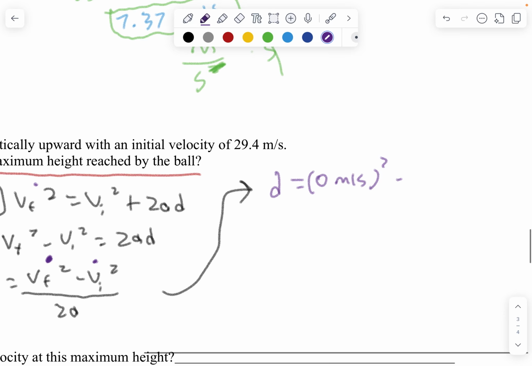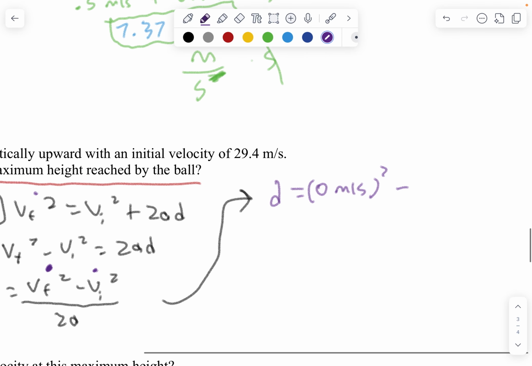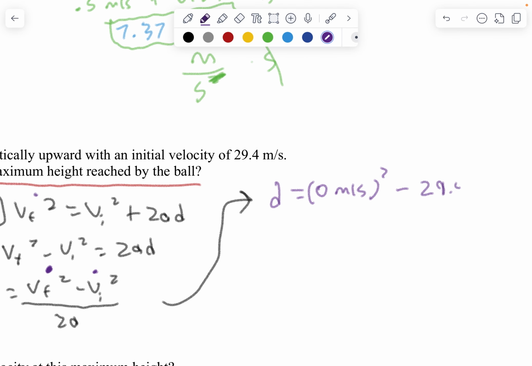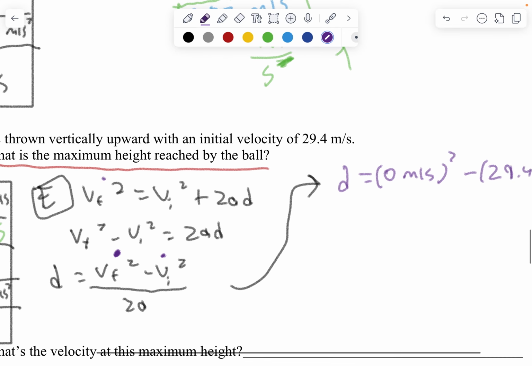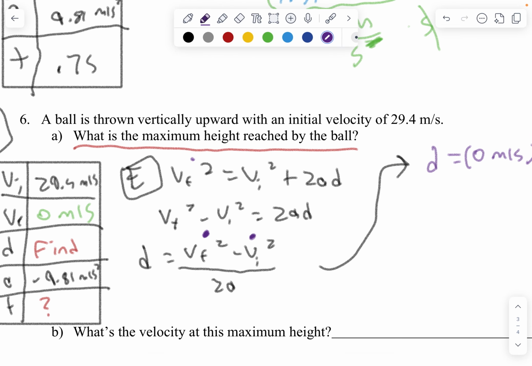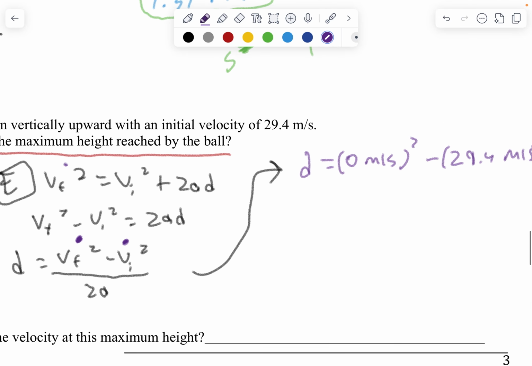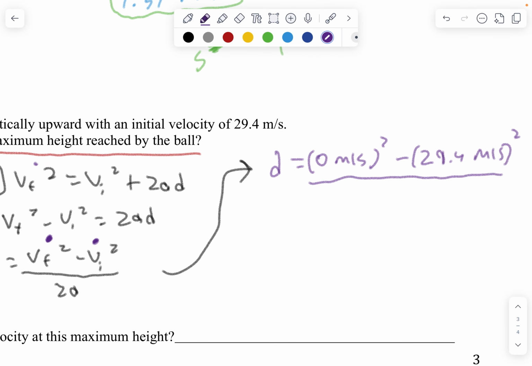Then that's minus 29.4 meters per second. That's all going to be squared because, again, that initial velocity in the equation is squared, and that is divided by 2a. Well, what's acceleration? Acceleration is 9.81 meters per second squared, right? Then times 2, because it's 2a, is 19.62 meters per second squared.